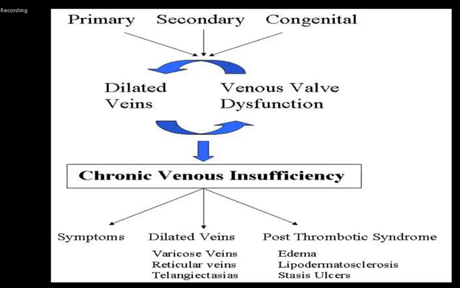One is the symptoms of chronic venous insufficiency, which are pain and tiredness at the end of the day. The second feature will be dilated veins, in terms of varicose veins, reticular veins, or telangiectasia. And the third type of features will be the post-thrombotic syndrome. These include edema, lipodermatosclerosis, or stasis ulcers. Or simply, you can call this post-thrombotic syndrome complications of the varicose veins.